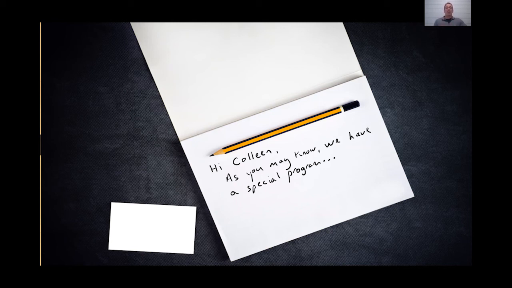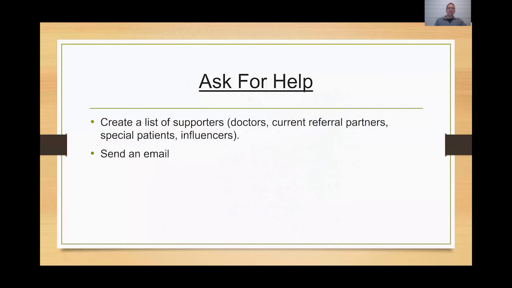And this strategy is for you, the owner. This is not a strategy to delegate. The idea is simply to reach out to someone and ask them for help. Here's how you do it. Step 1, create a list of fans, supporters, avatars. Create a list of people that like you. Create a list of people that know you, that respect what you do, that appreciate what you do.